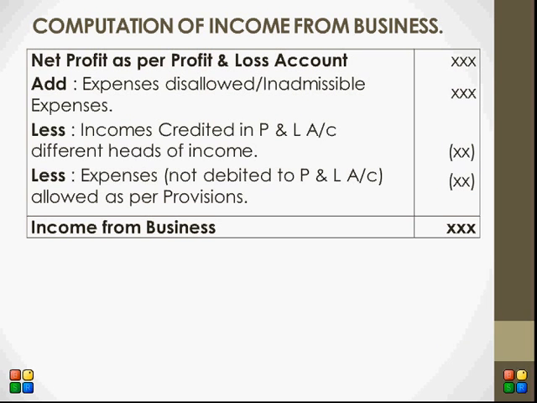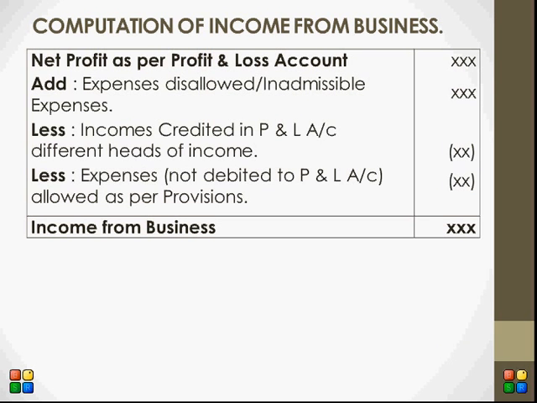The next one is less expenses not debited in profit and loss account but allowed as per provisions. That means these expenses are allowed but we have not taken or considered them in the profit and loss account. So you can check out: net profit, add expenses disallowed, less incomes credited in profit and loss account under different heads of income, less expenses which are not debited but actually allowed.